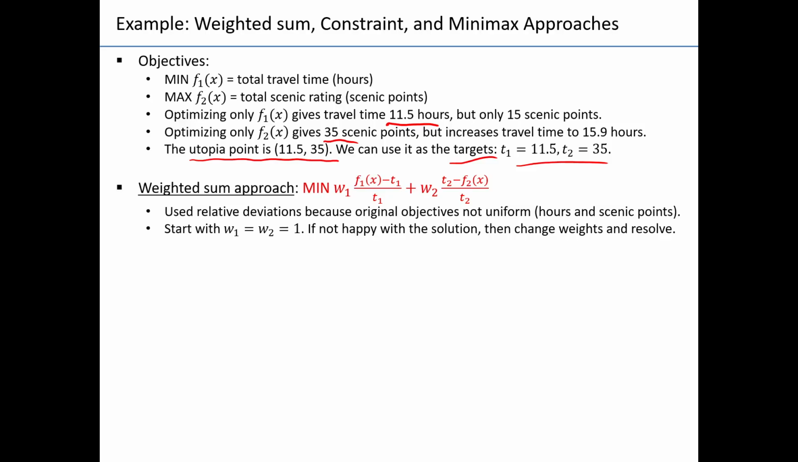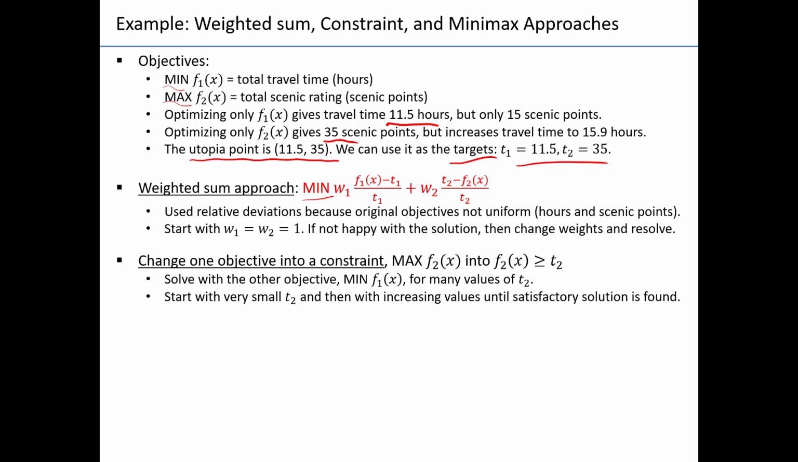Okay, and then we applied the weighted sum approach. Because the objectives are not uniform, we replace the objectives with relative deviations from targets. For minimization, it was function minus target. For maximization, target minus function. And then we turned both original objectives, minimization and maximization, into one minimization of weighted sum of relative deviations. We started with small weights, like weights equal 1, and then we played with them to get different solutions.